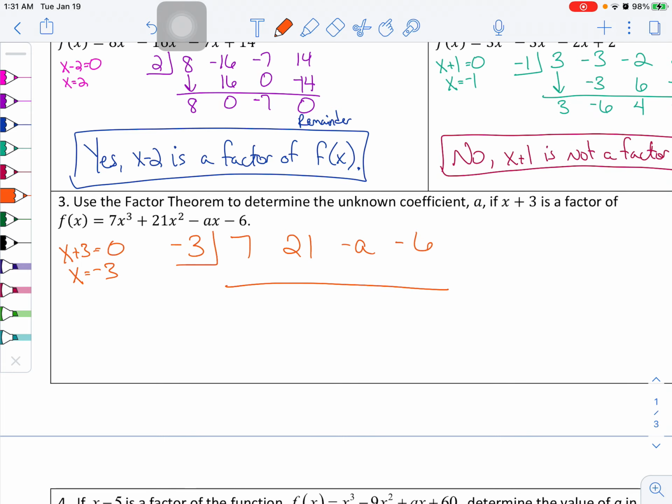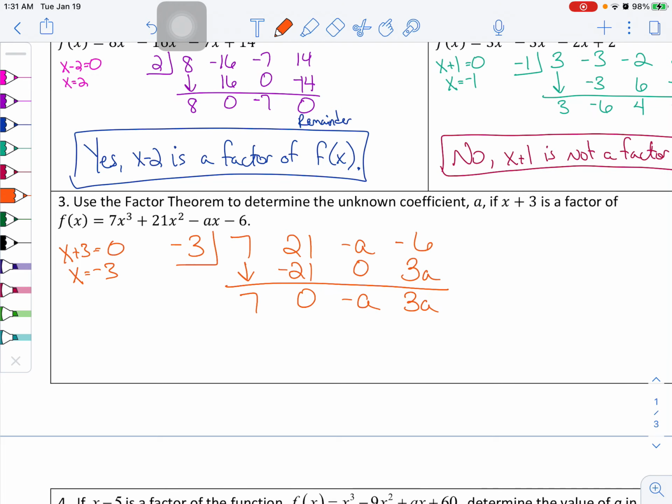Here's a little workspace. All right, first number drops straight down. There's my 7. Negative 3 times 7 is negative 21. Add vertically, that's 0. Negative 3 times 0 is 0. Add vertically is negative a. Negative 3 times negative a is going to be positive 3a. I know this is looking weird. All right. And we're going to add these up.